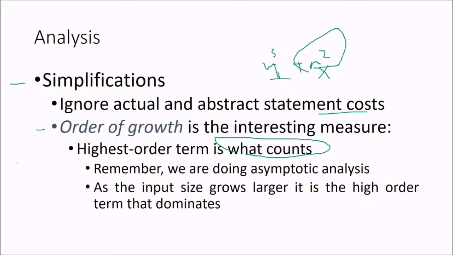So we are doing asymptotic analysis. Please understand that we have to find the upper bound. As the input size grows larger, it is the higher order terms that dominate. Like this n cube will dominate. n square will be present, but n cube is going to overpower it. So we are not concerned about n square. We will be concentrating upon n cube only.